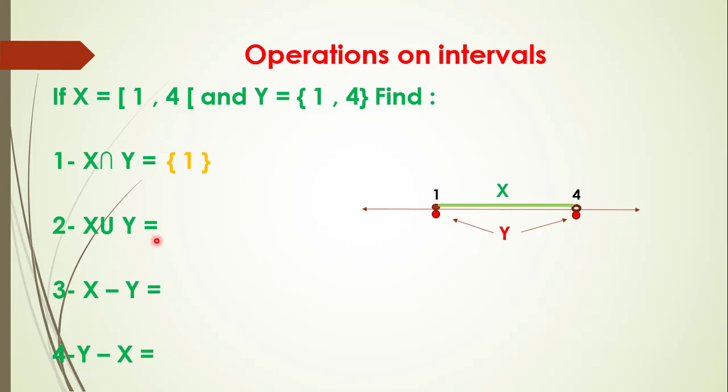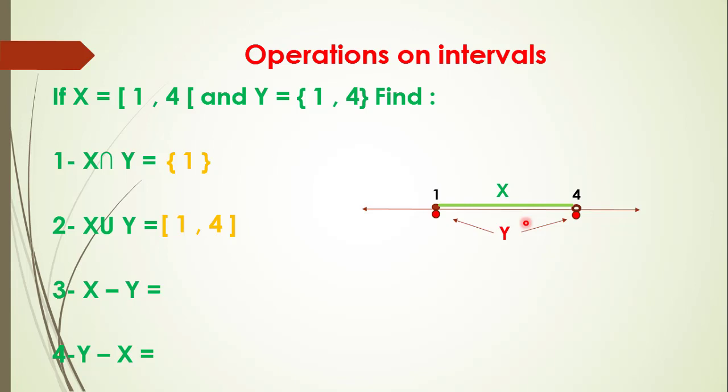X union y means x and y together. So I start from 1 until I reach 4. So from 1 to 4, opened or closed. 1 belongs to x and y. Also 4 belongs to y. So I'll take 1 and 4 and all the real numbers between 1 and 4. So it will be the closed interval from 1 to 4.